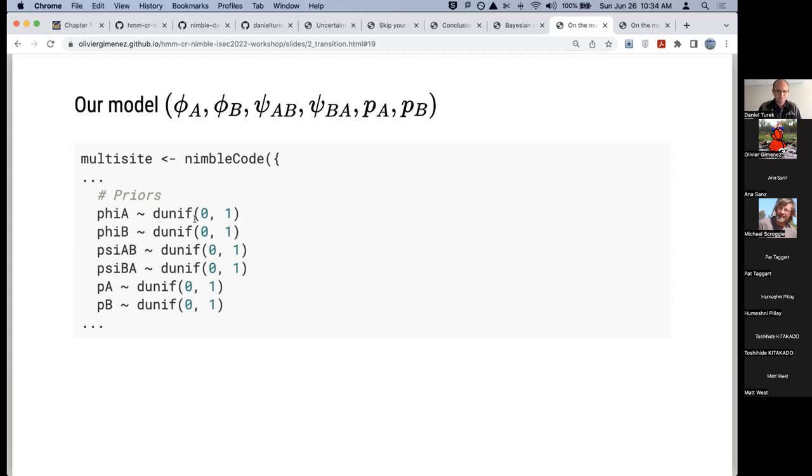So here we just use the uniform distribution, saying totally uninformative about each of those. So we have 6 parameters right here that we're looking at. These are the prior distributions for the parameters. The next thing is formulating the initial state probabilities.